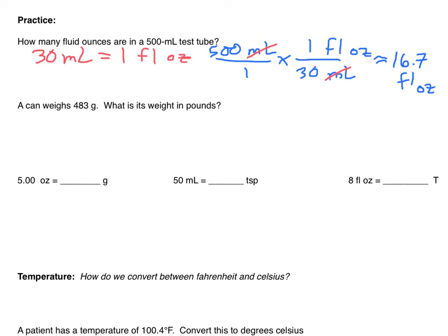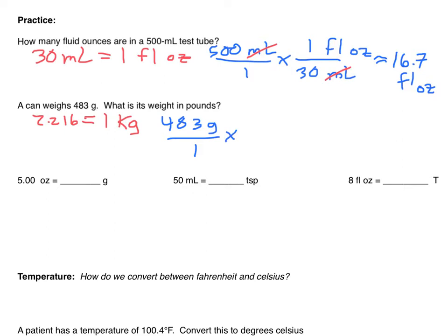In the next example, I'm told that a can weighs 483 grams. What is its weight in pounds? If you look on the conversions to memorize, we only know this information. We know that there are 2.2 pounds in 1 kilogram. So in order to get pounds, which is what I want, I would need kilograms. We can think to ourselves, can I go from grams to kilograms? Well, yes, that's just the metric system. So 483 grams is what we'll start with over 1.